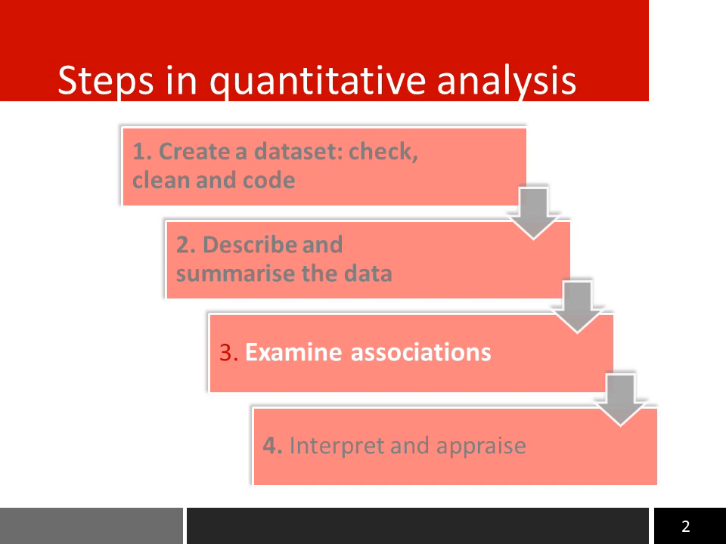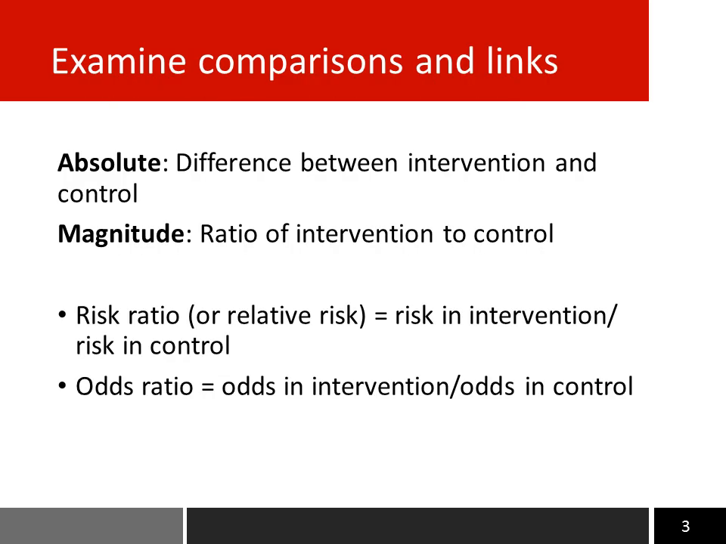Going back to our 4 steps in quantitative analysis, now that we have cleaned and coded our data and used descriptive statistics to summarise the data, the next step is to examine associations between variables. When examining associations, we can either look at absolute differences, say between an intervention and a control, or we can quantify the magnitude of difference by calculating a ratio of intervention to control. Both are important, and I will explain why later in this talk.